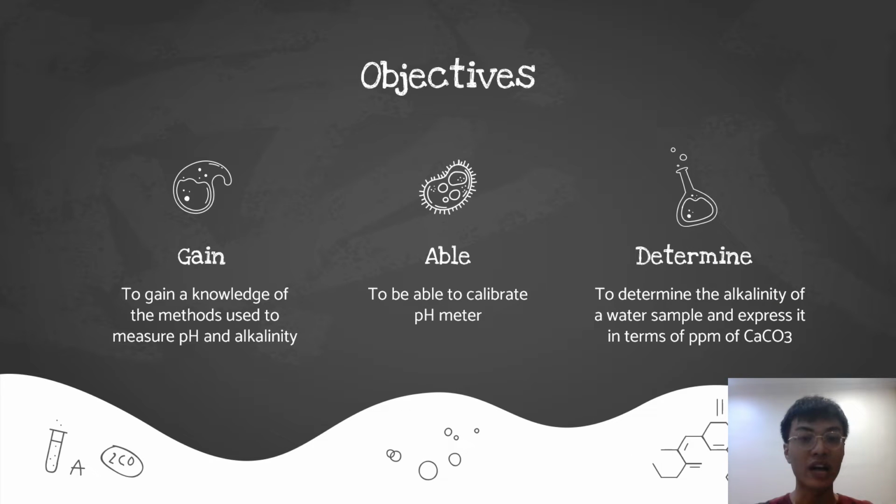The objectives of the alkalinity test include gaining knowledge of the method used to measure pH and alkalinity, being able to calibrate a pH meter, and determining the alkalinity of the water sample and expressing this in terms of ppm of calcium carbonate.